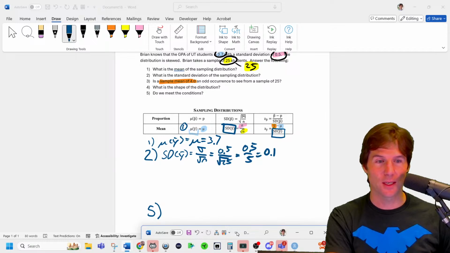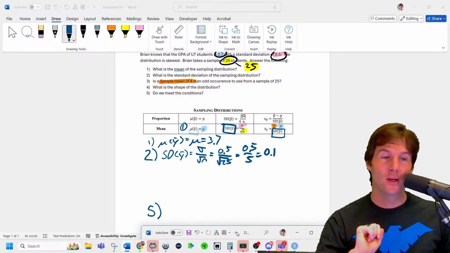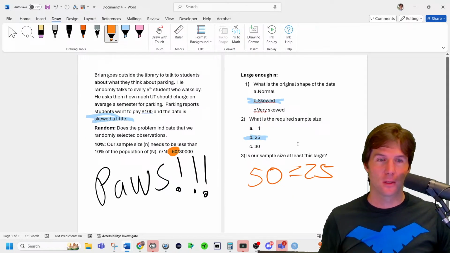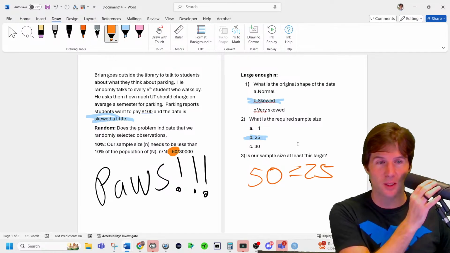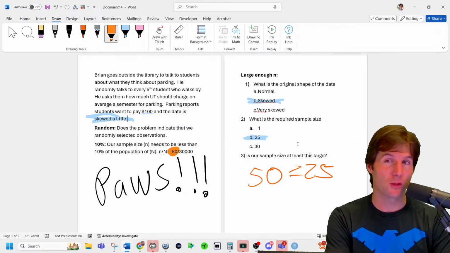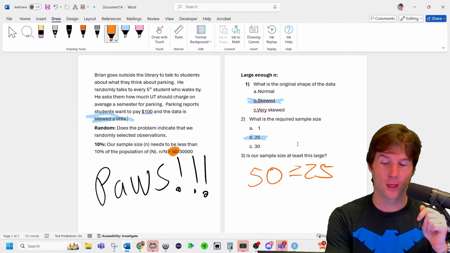Random, 10%, and then we pause. Now, QQ straight enough, no outliers, plot doesn't thicken, that's regression. Random, 10%, and large enough n. So once we do regression it is QQ straight enough, no outliers, plot doesn't thicken. But then the conditions for these sampling distributions and beyond are random, less than 10% is sampled, and then also large enough n.